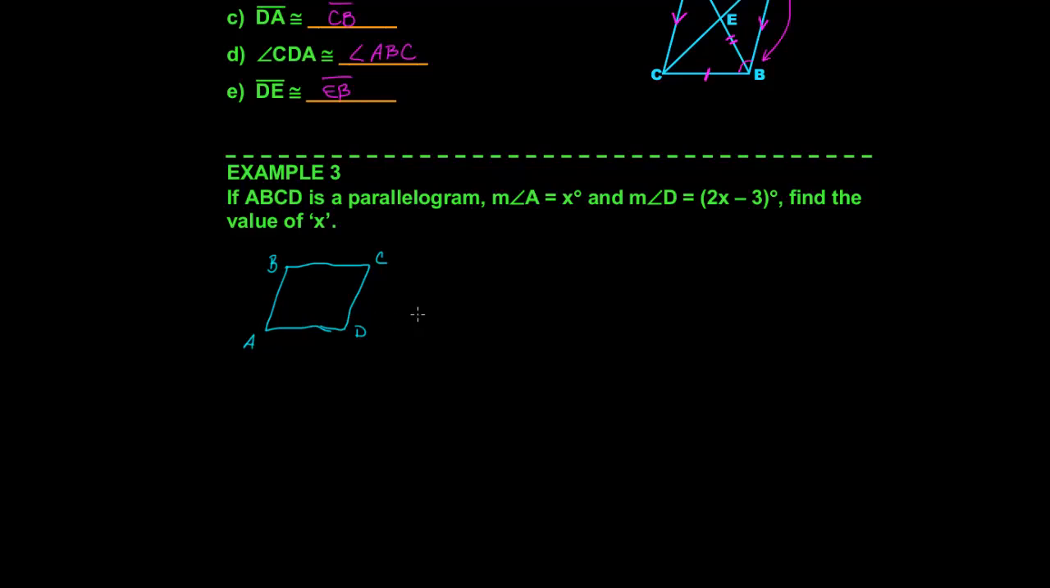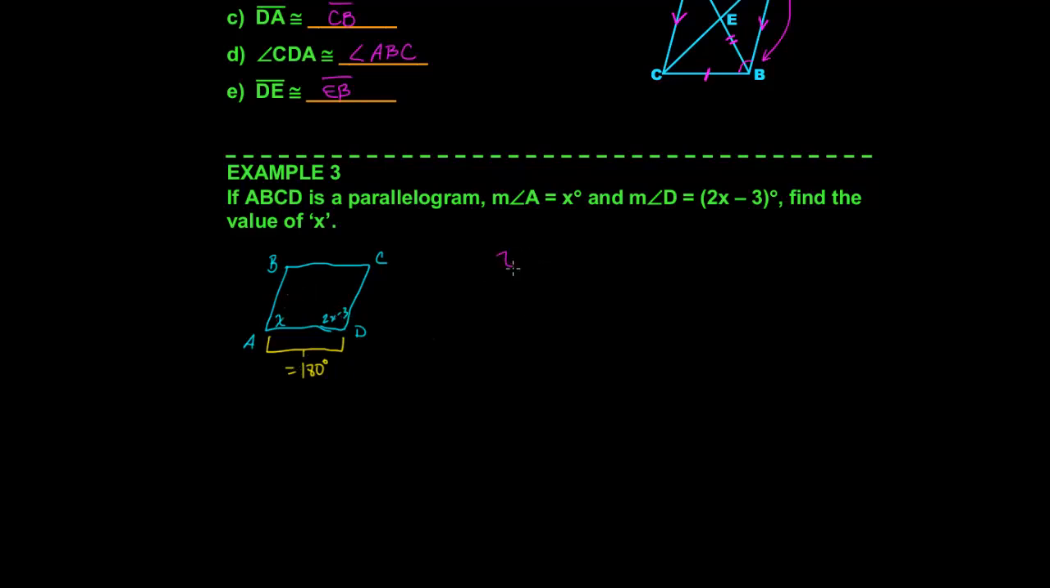It's a parallelogram. And it tells us the measure of angle A right here is x degrees. And the measure of angle D is 2x minus 3 degrees. What do we know? If you went back to the very top, these are our consecutive angles, so what do we know about them? They equal 180 degrees. So these two things added together equal 180. Let me say that again. These two things added together.